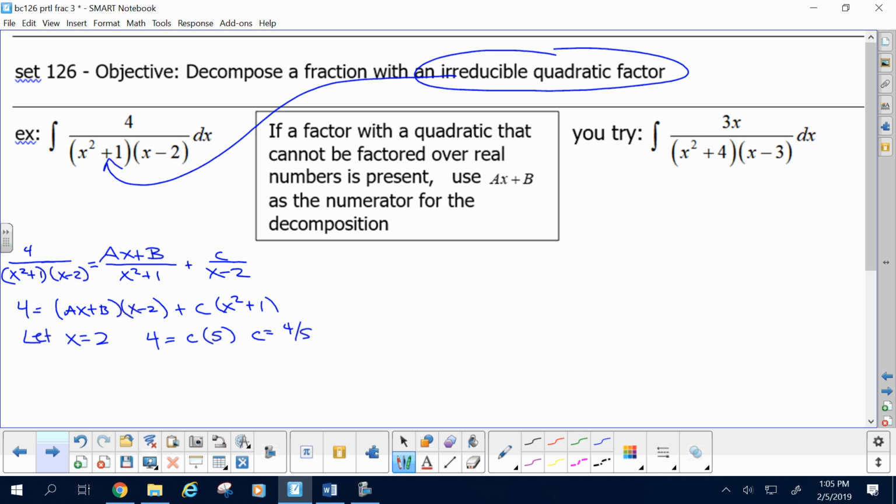If I look at the x squareds, how many x squareds on the left? 0. And how many x squareds on the right? Yes, and what are they? A plus C x squareds. Now we know that C is 4/5, so A must be negative 4/5 in order to zero it out. Yes? And for x? Yes, you could.